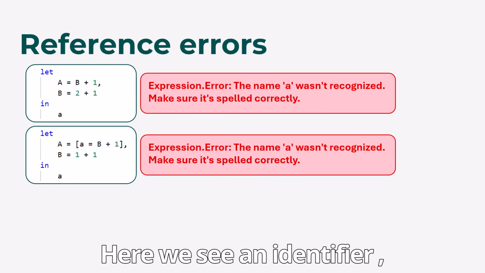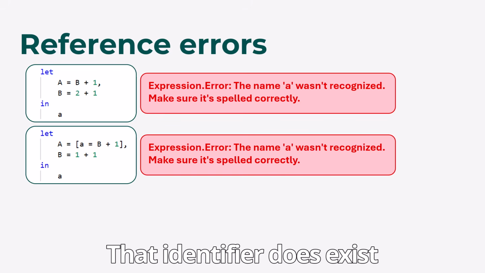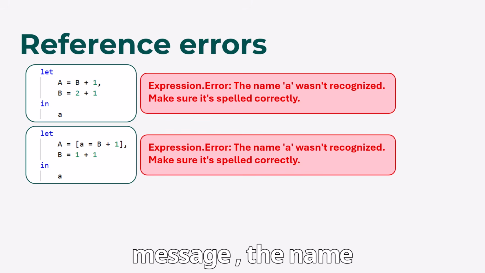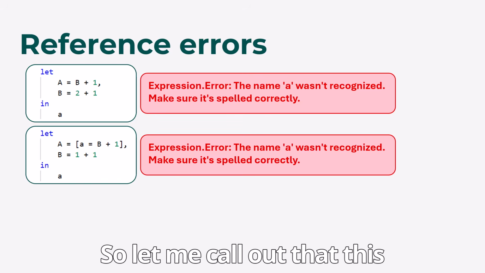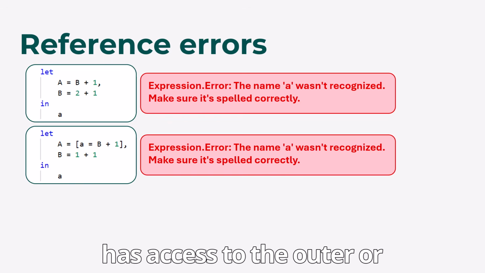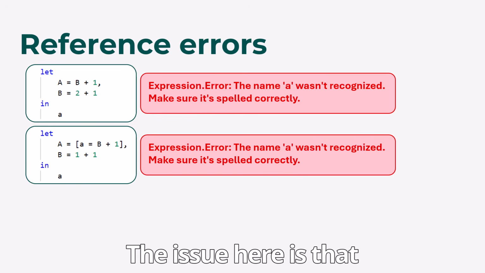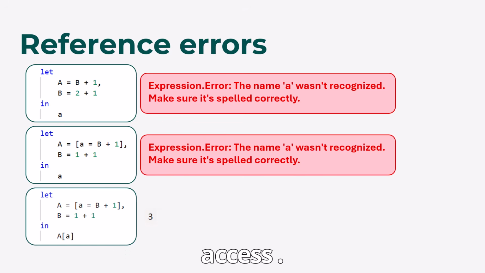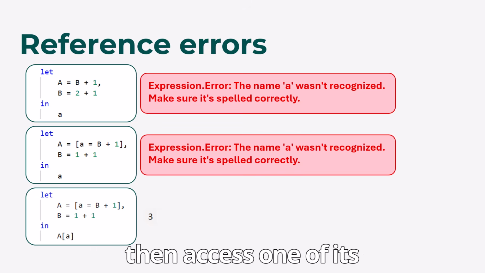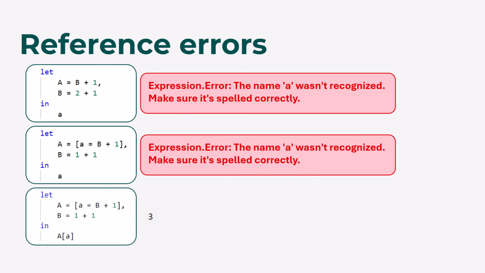Here we see an identifier, the lowercase letter a. That identifier does exist within this record expression. Still, we see the error message, the name wasn't recognized. So let me call out that this nested record expression has access to the outer or parent scope. It's referencing B. The issue here is that we're not applying field access. That means we need to refer to the record first and then access one of its fields, as shown here.